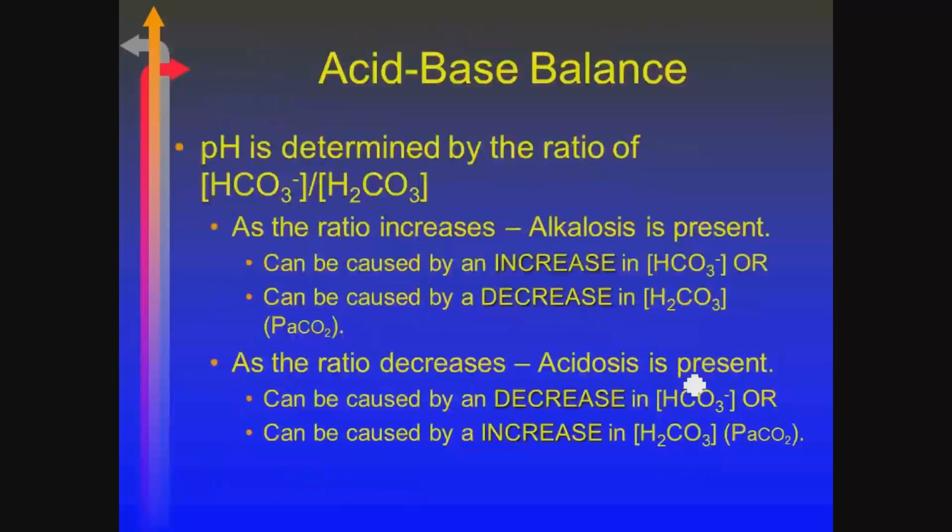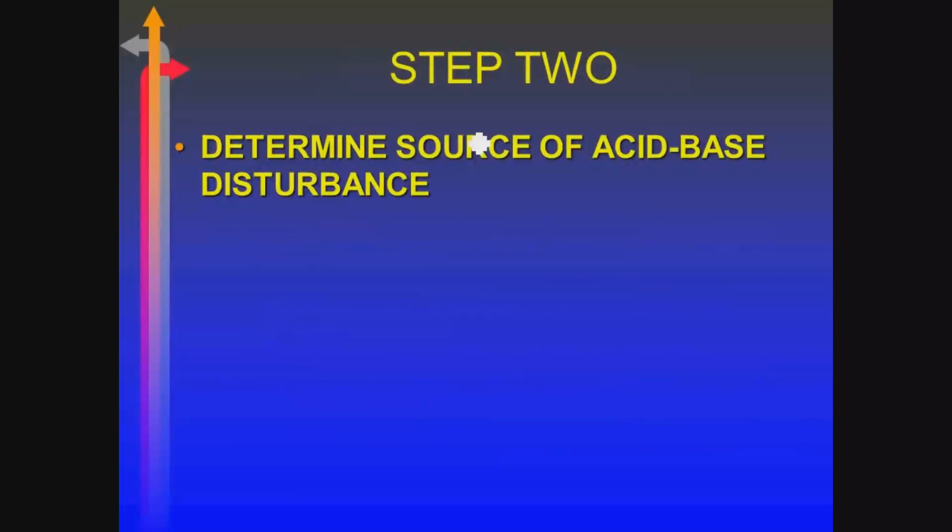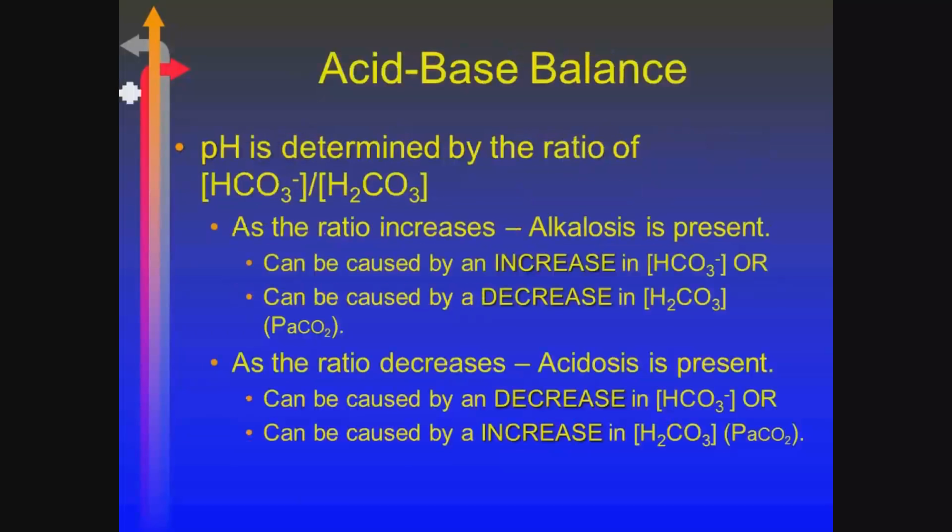All right. So let's talk about this relationship of bicarbonate ions to carbonic acid ions. That ratio is normally 20 to 1. If the ratio goes up, we're going to say that there's an alkalosis present.